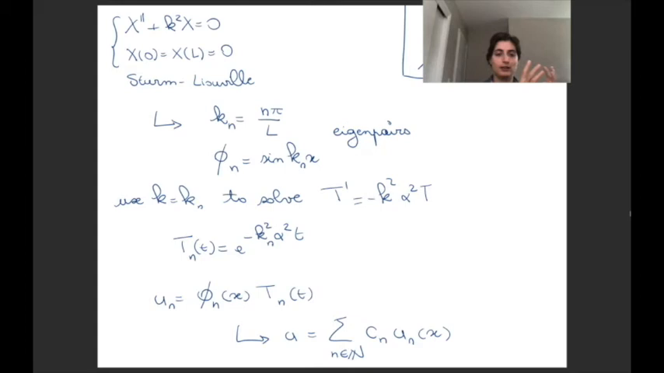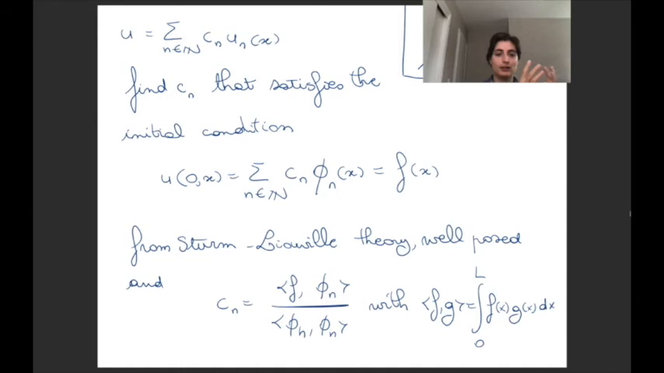Then we go back to our ansatz. We have a component u_n that is the product of the eigenfunction times the time solution with the eigenvalue fixed. And we can say that the full solution of the PDE is an infinite sum of a coefficient times this component solution. Then we are left with the problem of finding the coefficients of this infinite sum. And these coefficients need to satisfy that the infinite sum of the coefficient times the eigenfunction equals the initial condition.